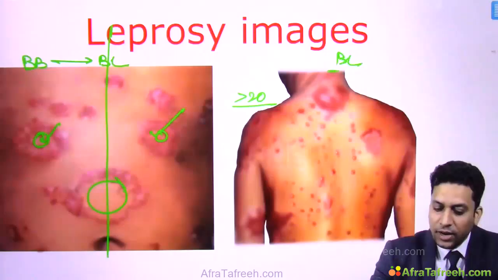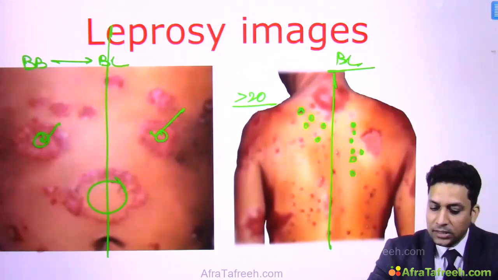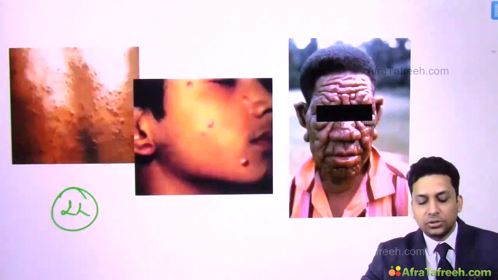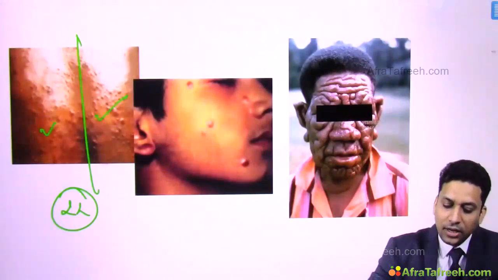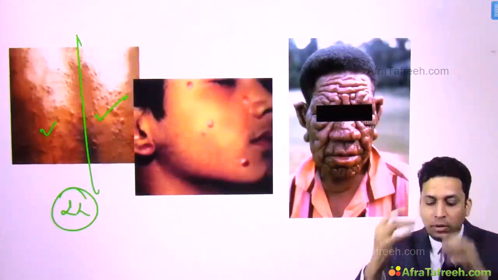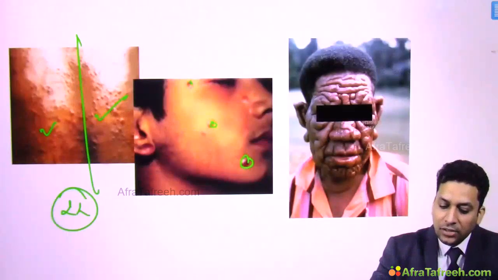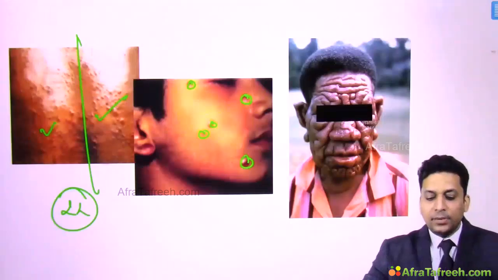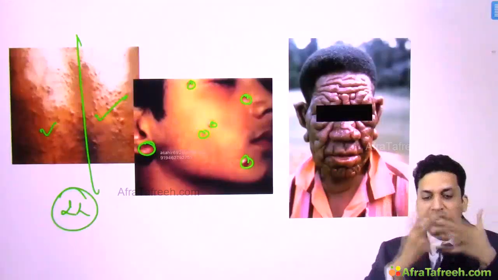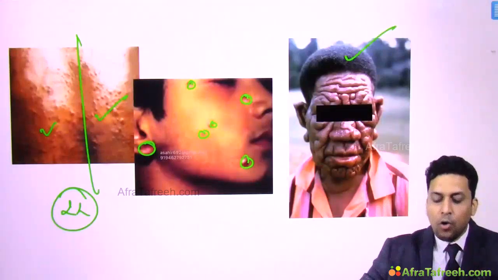In BL, you will find that multiple lesions are present. Their size has reduced, but symmetry has increased. So number increases, symmetry increases, size reduces. Then in LL type, you will find numerous lesions, bilaterally symmetrical, and the cooler areas of the body are generally involved by this bacteria. So face involvement is seen. Gradually, as the disease progresses, you can see ear lobe infiltration, and almost the whole face can get involved, like you can see in this patient, the whole face is involved.